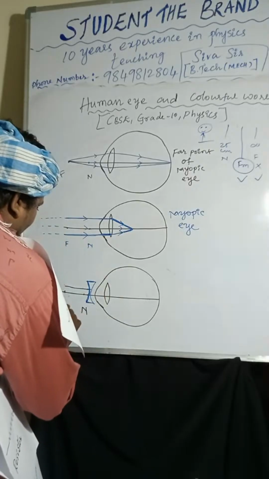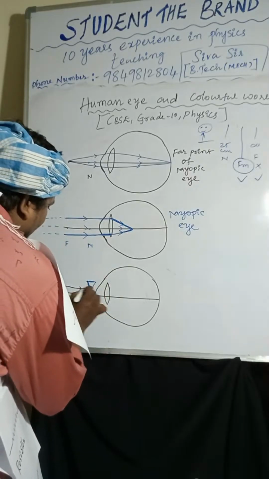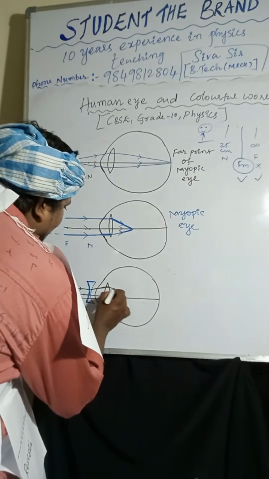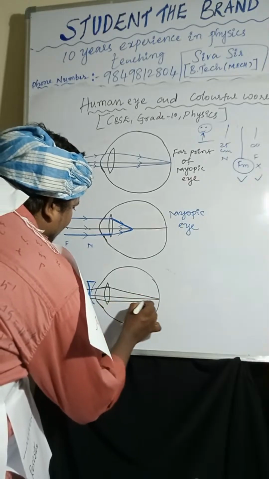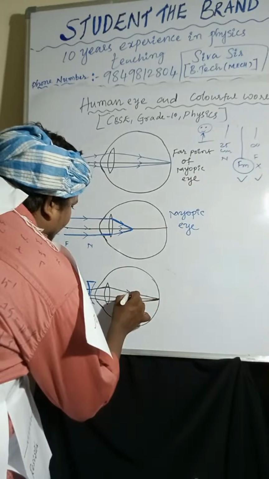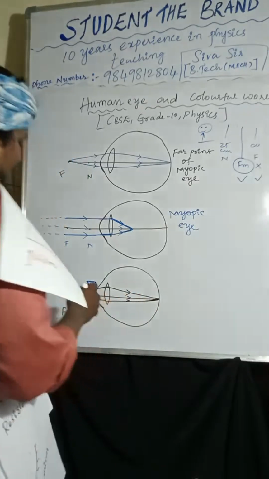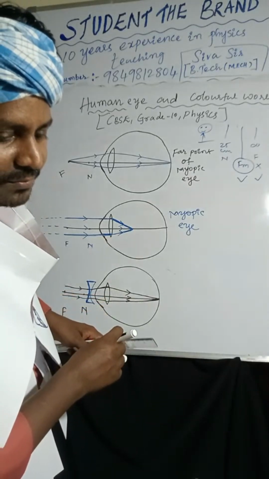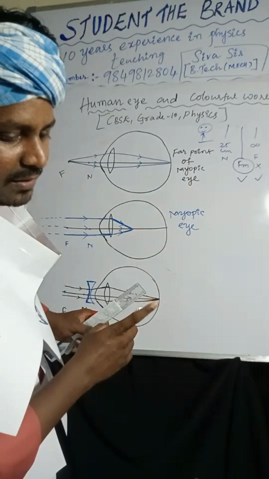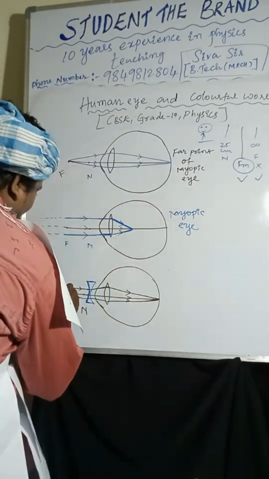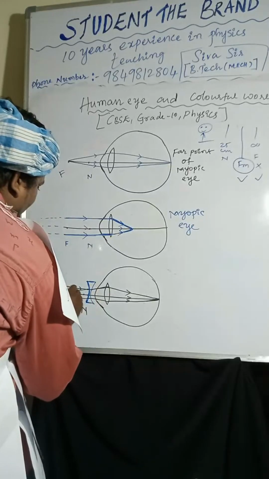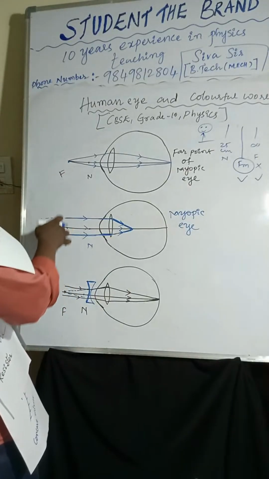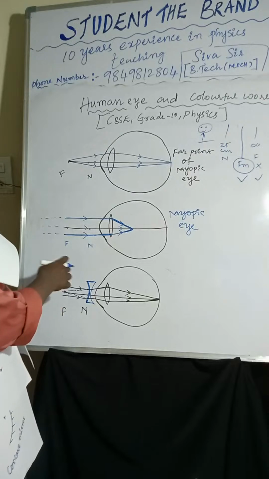Near point, far point, light rays are coming from this point. After that it will diverge because it's a diverging lens. After that again it will converge and meet at the retina. So if you are extending these light rays, here I'm considering the light rays are coming from this far point. You can observe that on this far point only the light rays, the virtual image, should meet.